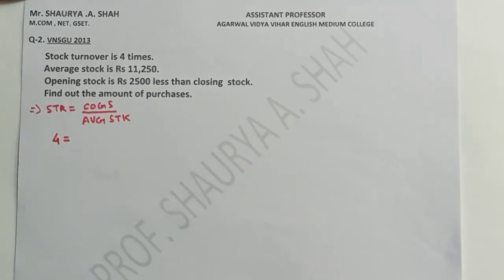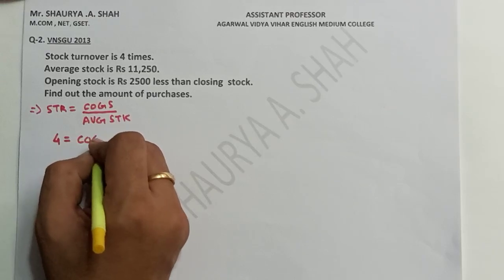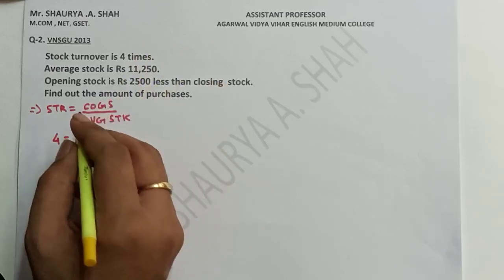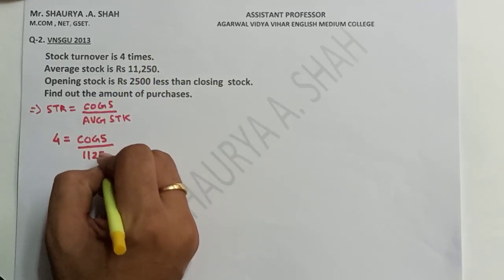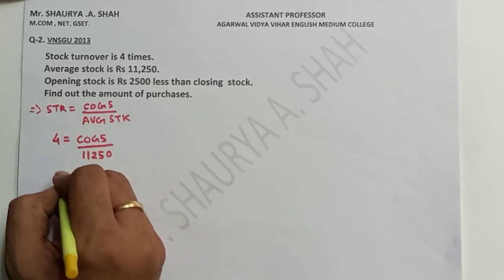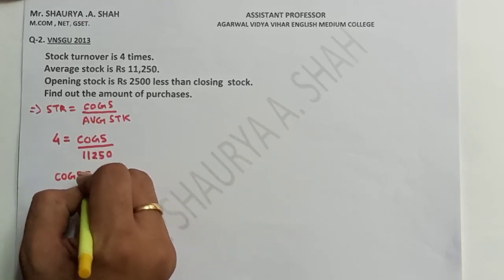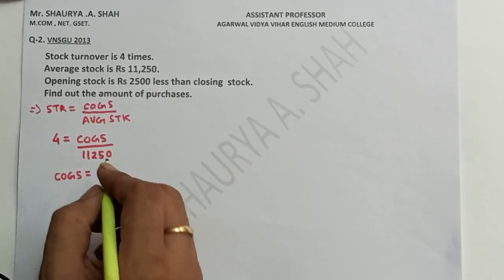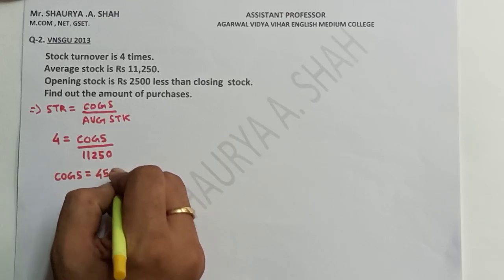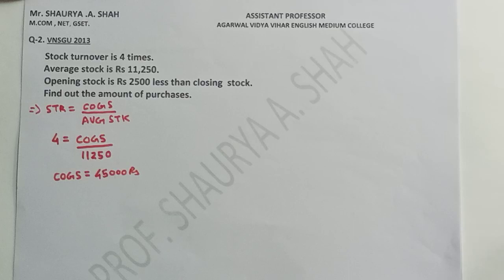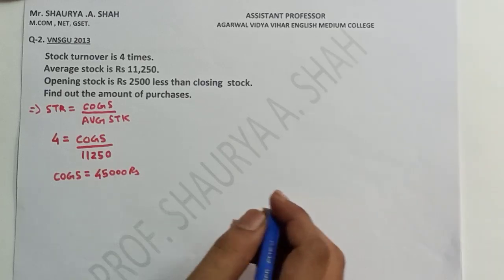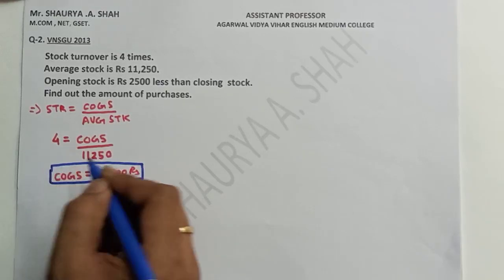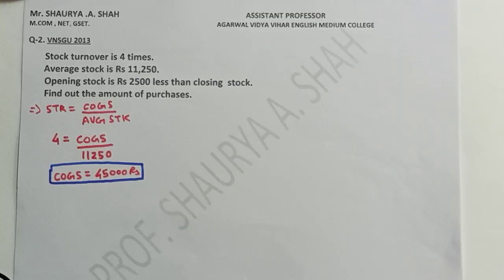Cost of goods sold, I don't know right now. Average stock, again I know: 11,250 is the answer for average stock, students. So what I'll get is, the answer for cost of goods sold is equals to 4 into 11,250, which will give me the answer of 45,000 rupees is my COGS, right? I suppose everyone is clear with this part. COGS is 45,000 rupees. Moving on to the next part.